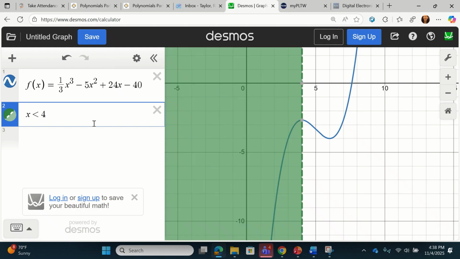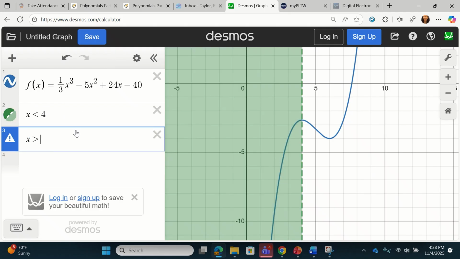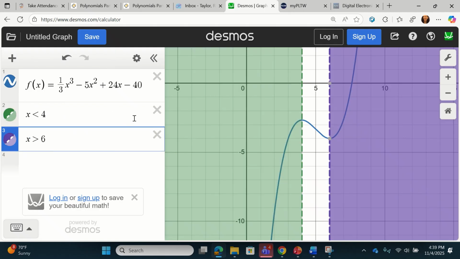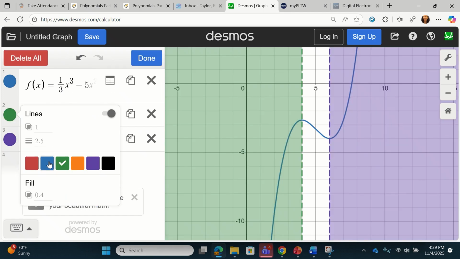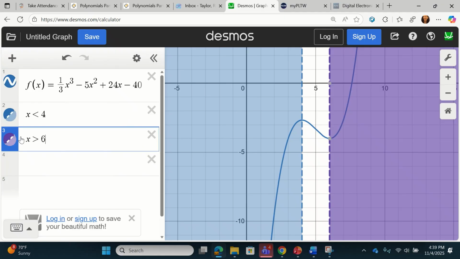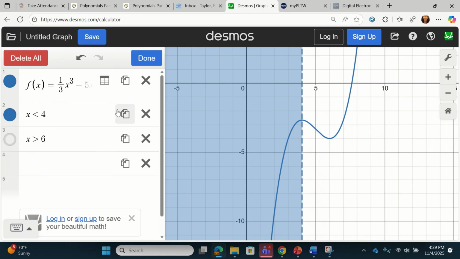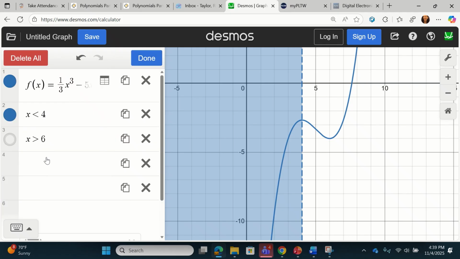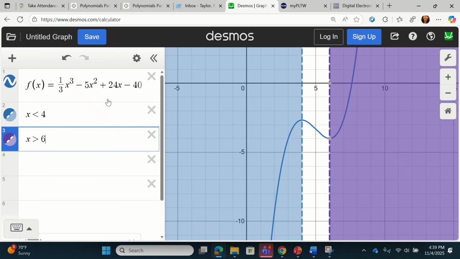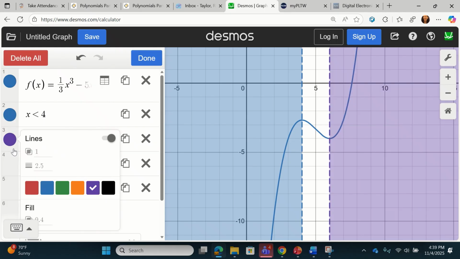Okay. X is less than 4. X is greater than 6. There we go. And those need to both be blue. So let's go ahead and change those. So that needs to be blue. And this one also needs to be, okay. Done. Turn it on. There we go. Now I can change it to blue.